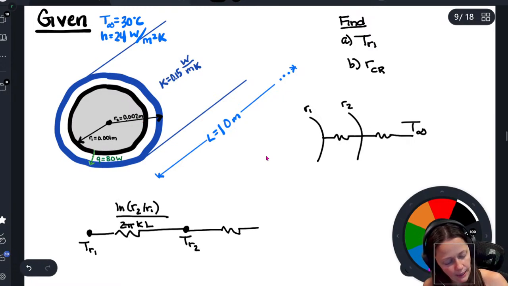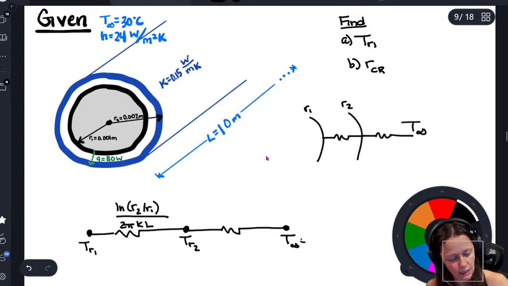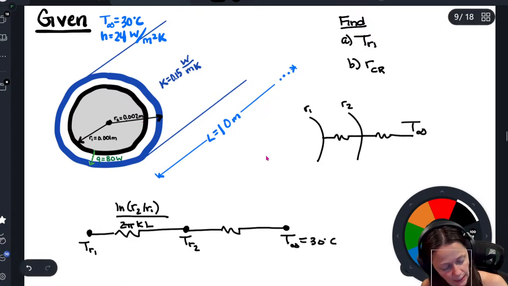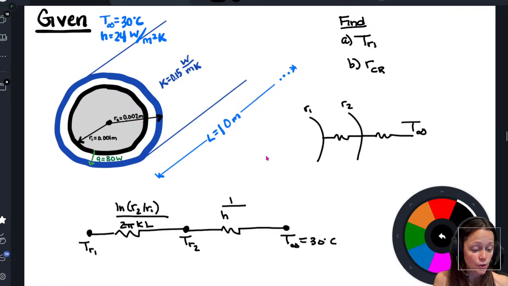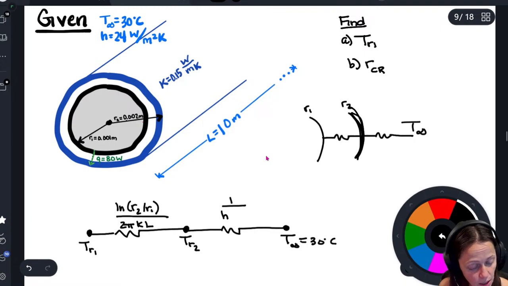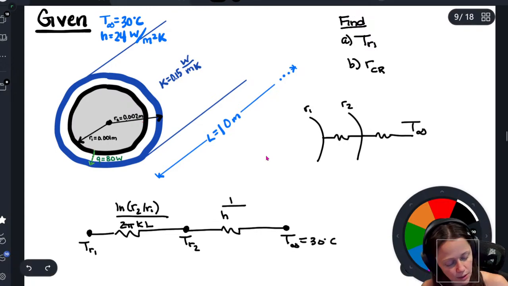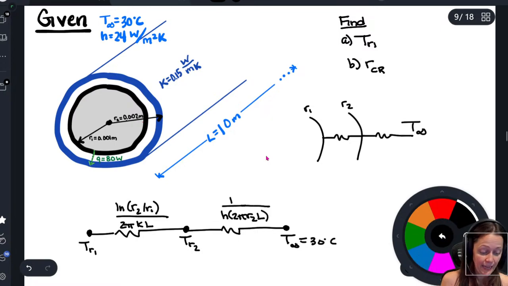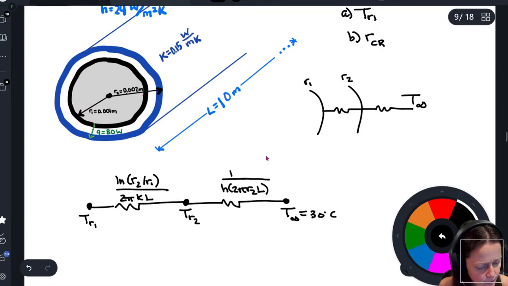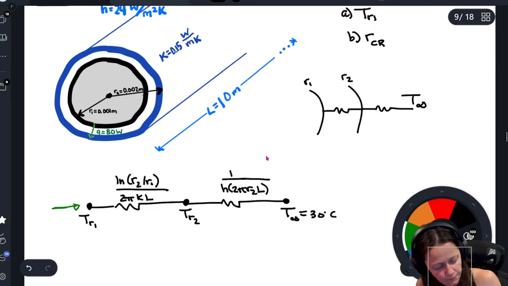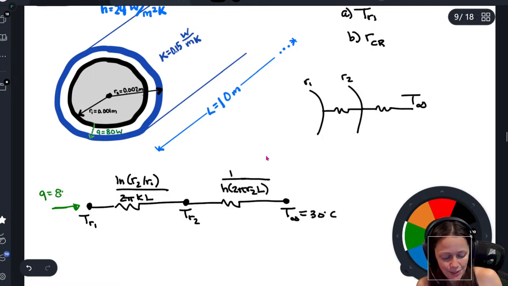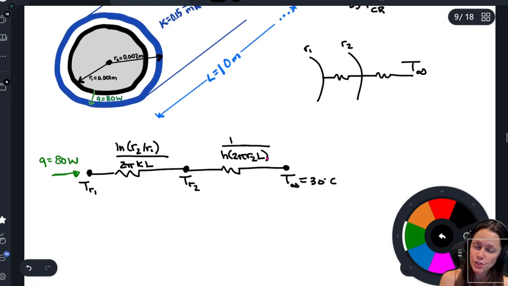All right. And then the temperature at R2, I don't know that one, but it's okay. Maybe I don't really care. And then the temperature T infinity, we said that was 30 degrees. And then the thermal resistance to convection is 1 over h times the area. And the area through which heat transfer occurs is along that outer radius, so it's going to be 2 pi R2 times the length. That's going to be the area. And I think I have all these things. So here's my Q, which is given to me as 80 watts.